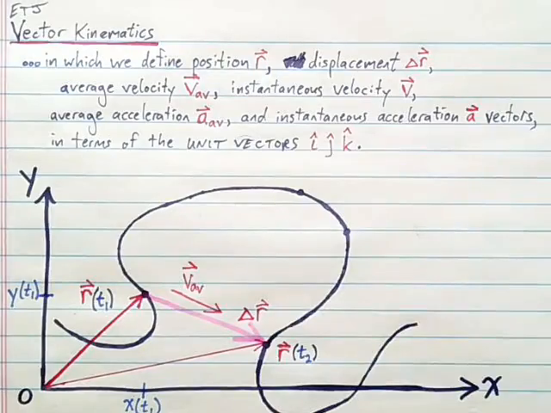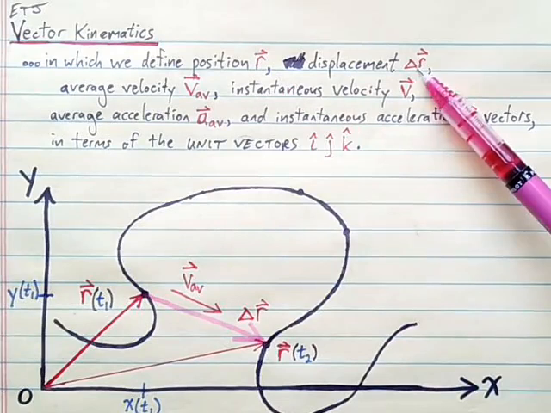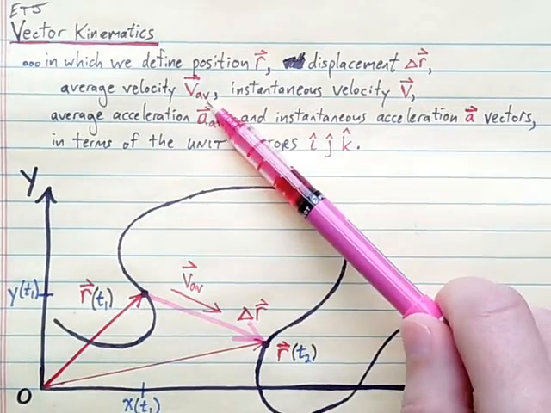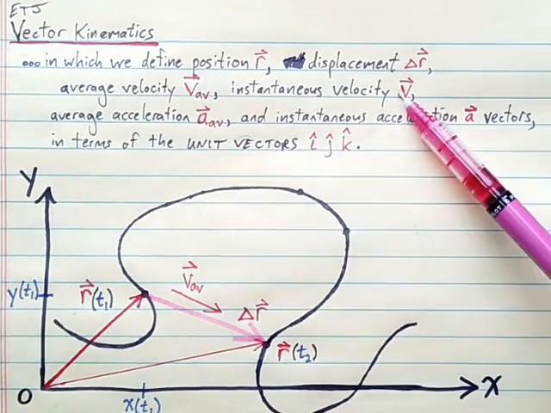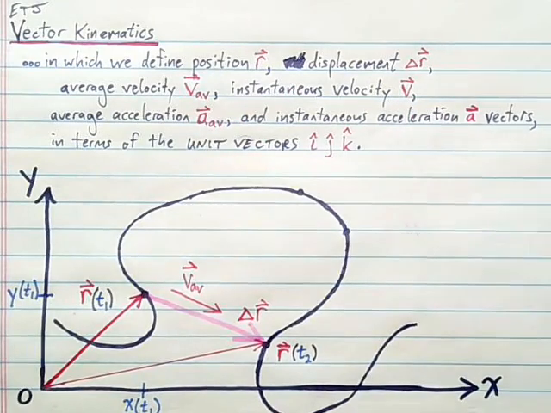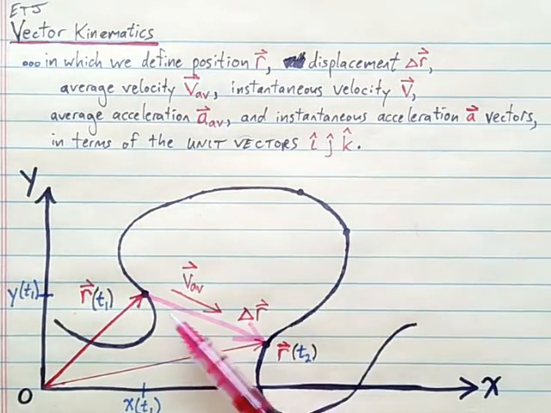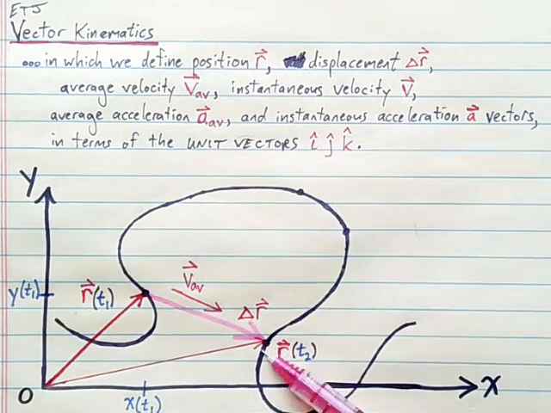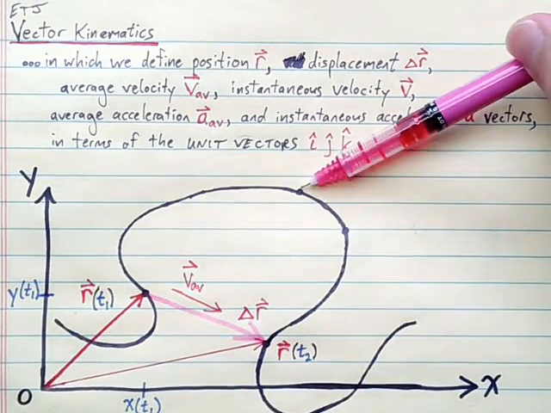So far, we've defined the position, displacement, and average velocity vectors. So let's proceed on to instantaneous velocity. Okay, so we have these two positions at these two moments in time. But what if we consider two moments in time that were closer together? Say this moment and this moment.